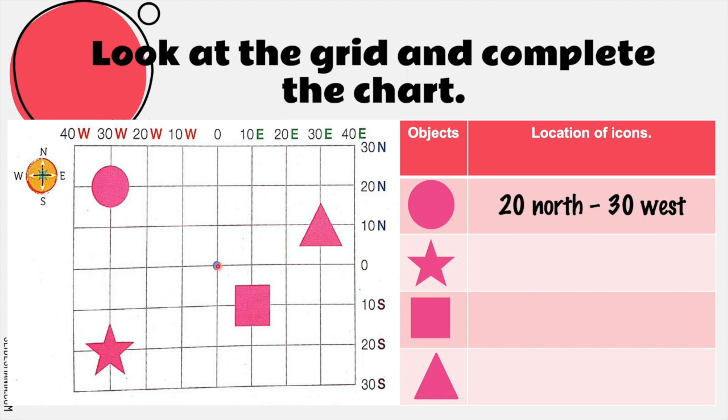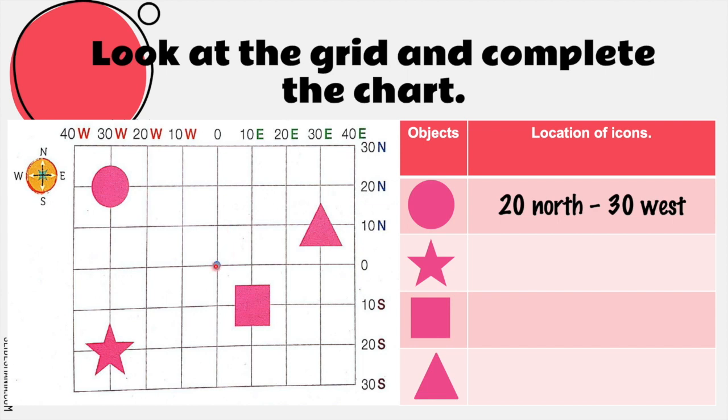Okay, it's in the west side. But which number? 30. So now you know that the pink circle is located 20 north and 30 west. Let's do the star.